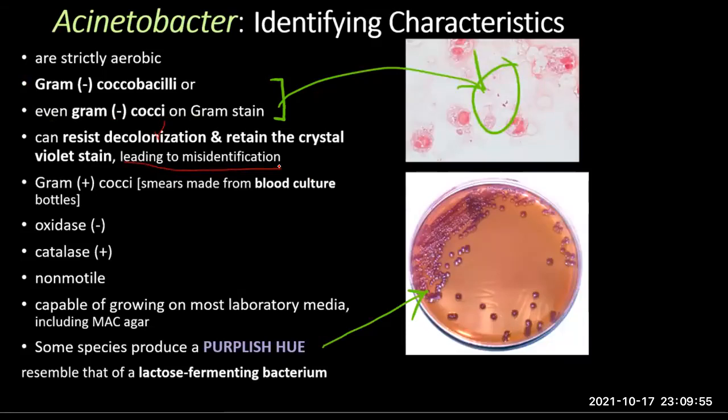Most of them can grow on laboratory media, including MacConkey agar, and some species, this is the most important, produce a purplish hue that resembles that of a lactose-fermenting bacterium. So the purplish hue, okay.